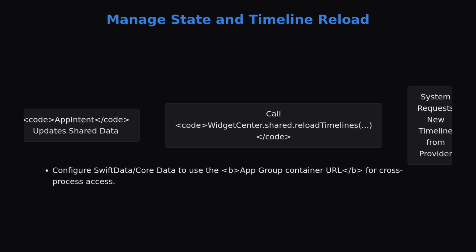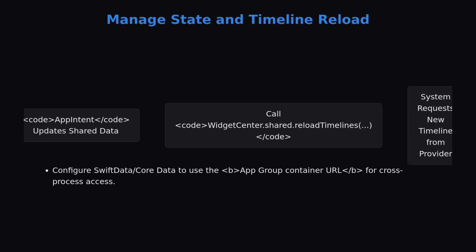After an app intent successfully executes its logic and updates the underlying shared data, the widget must be explicitly reloaded to display the change on the home screen. To force this update, call WidgetCenter.shared.reloadTimelines, specifying the kind identifier of your widget, for example, your widget kind, within the perform method of the app intent. This command immediately instructs the system to request a completely new timeline from your timeline provider.